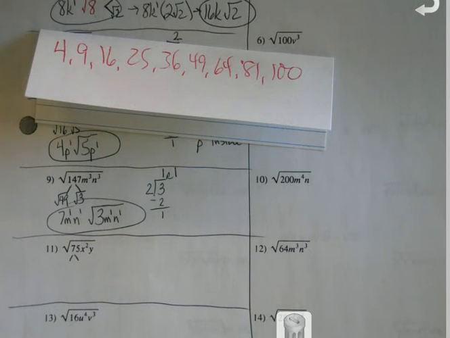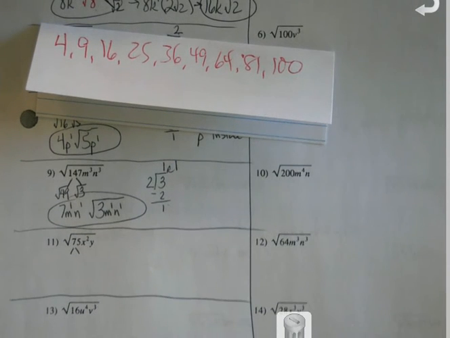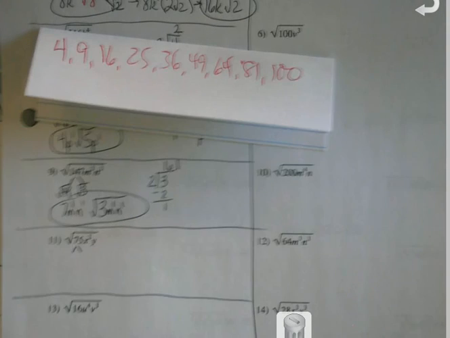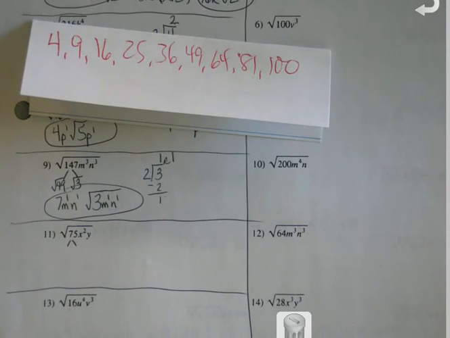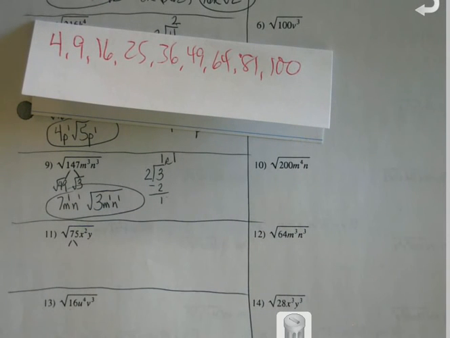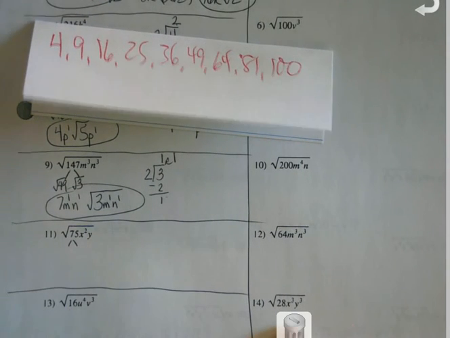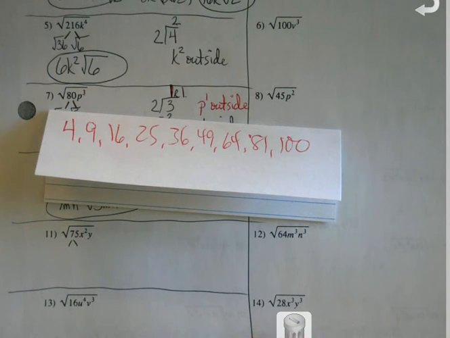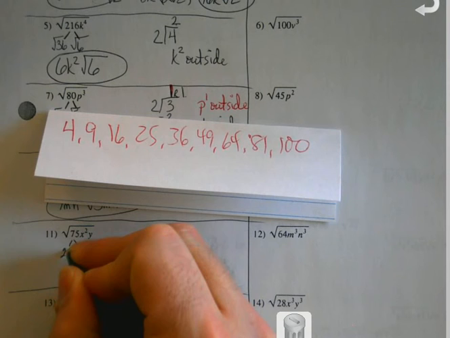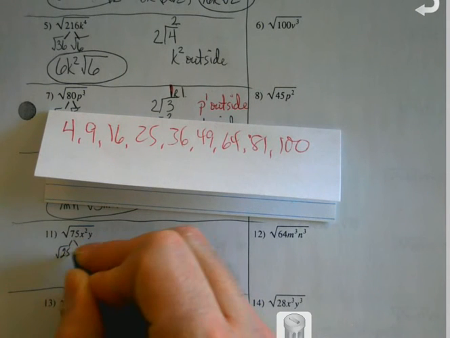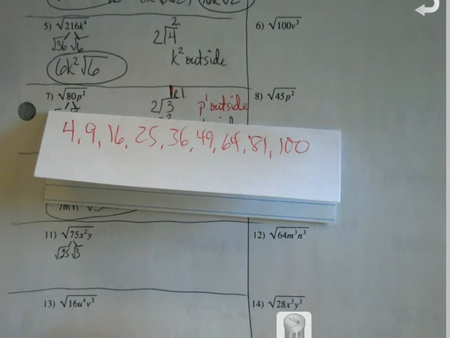I'm going to do these last 2 on the front and a couple of other ones with some twists on the back, and then I'm going to give you some time to kind of play with some of these a little bit. All right, 75. What have we got? 3 and 25. Square root of 25 is 5.